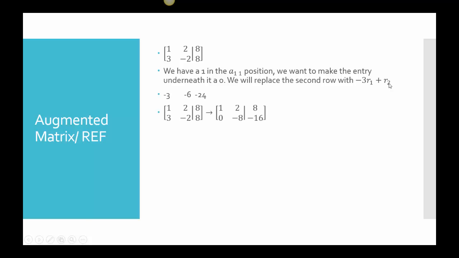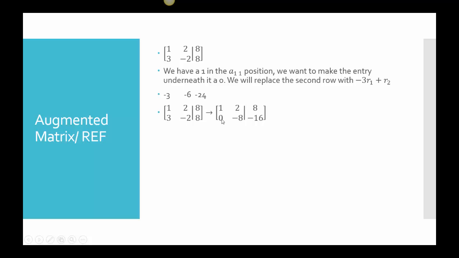And let's really write that out so we can see what that's going to be. So here's my negative 3. 1 times negative 3, 2 times negative 3, 8 times negative 3. We just have to be consistent. First row remains unchanged. The second row, negative 3 and 3 is 0. Negative 6 plus negative 2 is negative 8. Negative 24 plus 8 is negative 16. So second step accomplished. I have made this 0.